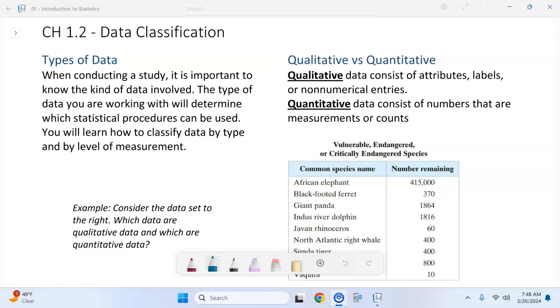Let's classify some data. So when we're conducting a study, it's important to know what kind of data is involved. A lot of times with studies, especially as they get larger, you're going to have a bunch of different types of data all within the same data set.